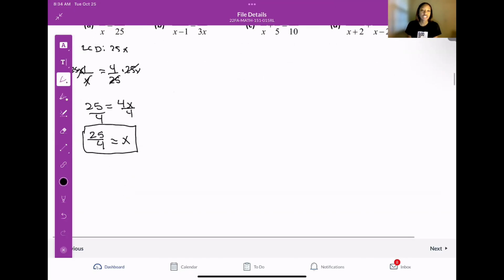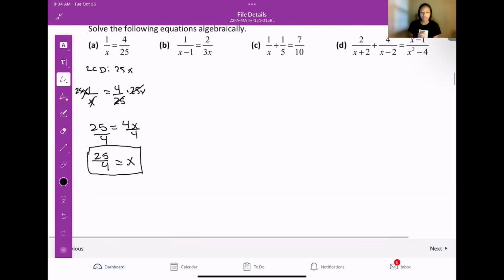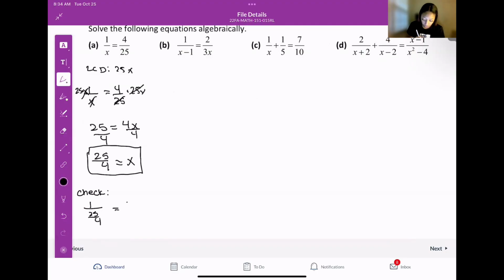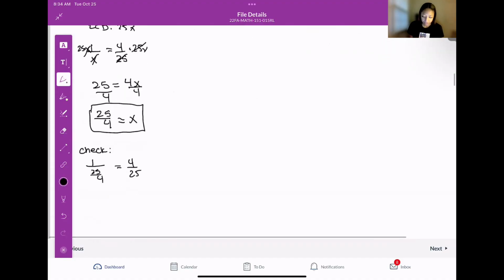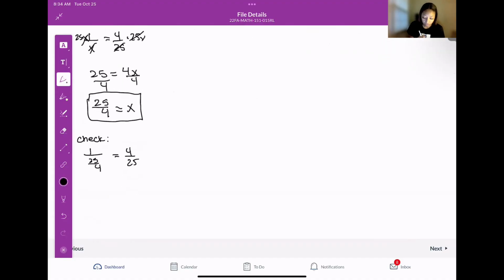As with all equations, you can check your answer by plugging it into the original equation to see if it actually works. Is 1 over 25 over 4 equal to 4 over 25? The answer is yes. 1 over 25 over 4 is just 1 divided by 25 over 4, which is 1 times 4 over 25. So when we simplify this, both sides of the equation equal 4 over 25. So that checks out.